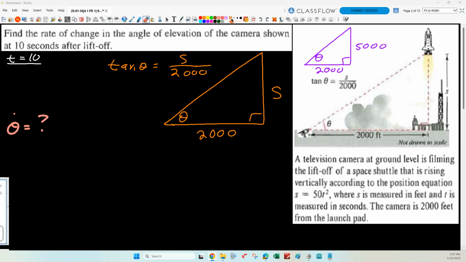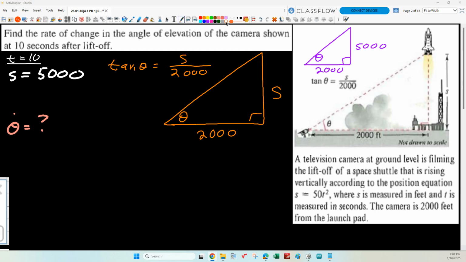That's all the stuff we're initially given, right? And then we can set up a trig function based on the two sides that we know. What else can we calculate? At t equals 10, there's another quantity we can calculate. S of 10 would just be 50 times 10 squared. So what is that, 5,000? So we know S equals 5,000, right?